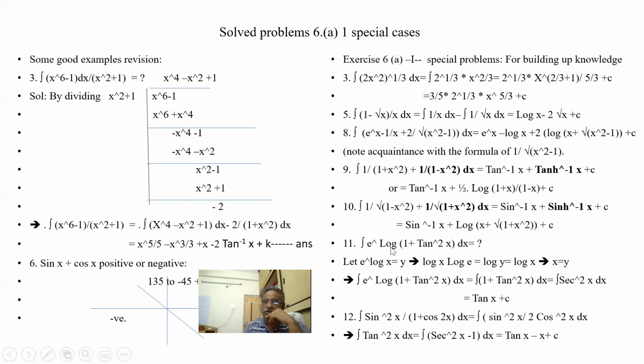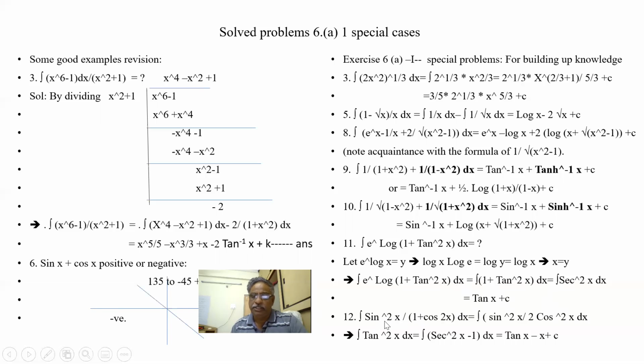In the same way, e to the power of log (1 plus tan square x) is nothing but 1 plus tan square x, because this is log. We have seen this: e to the power of log x is x itself, because y is equal to x. So 1 plus tan square is secant square x. So the integral of secant square x is tan x plus c. So here we should have knowledge of e to the power of log x and also other trigonometric knowledge.